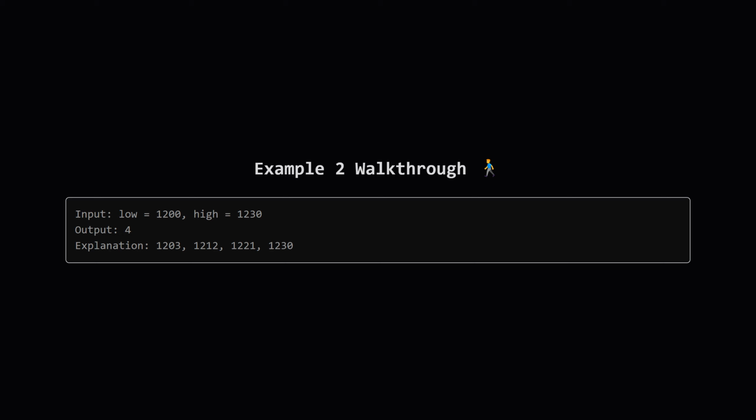Second half digits are 0 and 0. Their sum is 0 plus 0 equals 0. Are the sums 3 and 0 equal? Nope, so 1200 is not symmetric. How about 1203? First half sum, 1 plus 2 equals 3. Second half sum, 0 plus 3 equals 3. Hey, they match. So 1203 is symmetric.